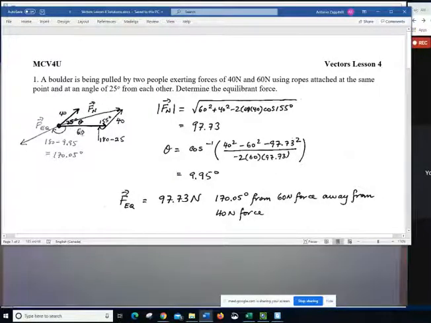Looks like here I drew the 60 here, the 40 there. Doesn't matter because it's all commutative. All right. So once I have this triangle, a reminder that I need the angle inside the triangle, which is going to be one that's supplementary to the 25. So cosine law.